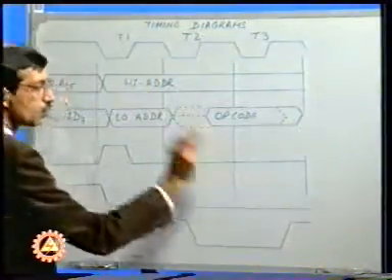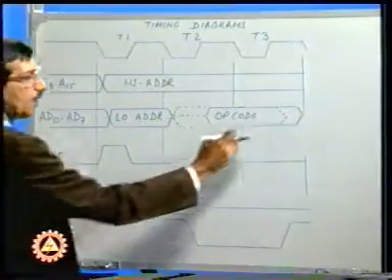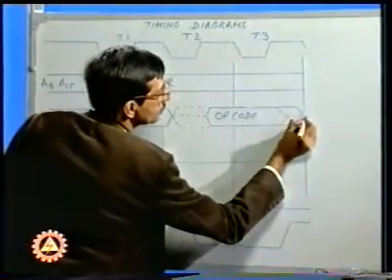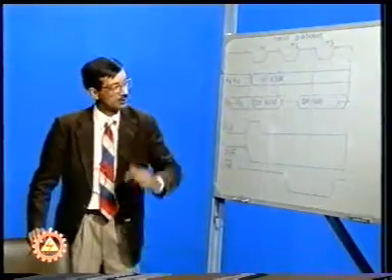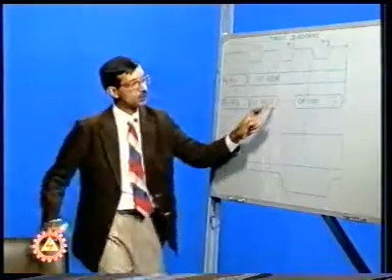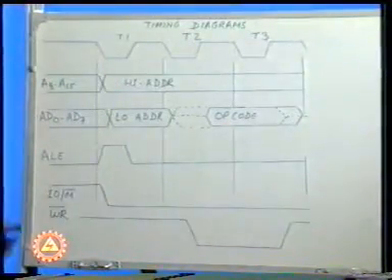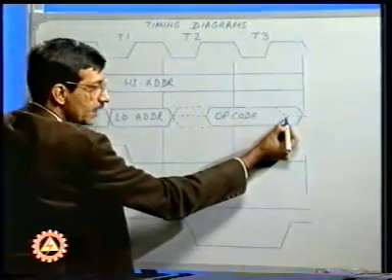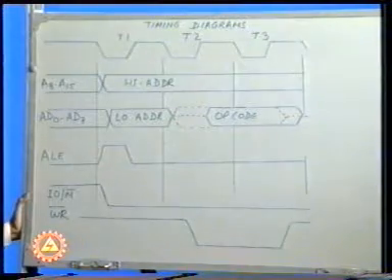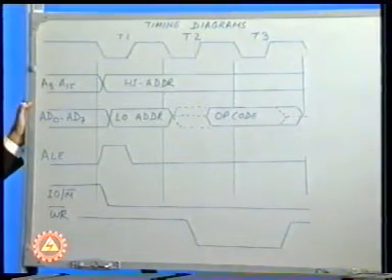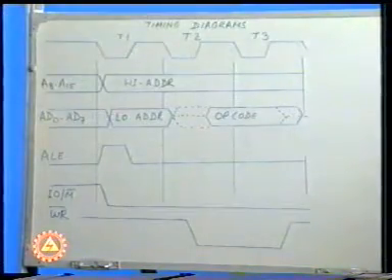Towards the end of the third T state, when the WR bar signal goes high, that means it becomes inactive, the data is lost. In fact, the data is lost prior to that by the microprocessor itself. It does not leave it there any further. And during this period, the data is now copied into the memory location. Towards the end of the third T state, AD0 to AD7 becomes once again tri-stated. As far as A8 to A15 is concerned, there is no change. ALE remains low, IO/M bar remains low.